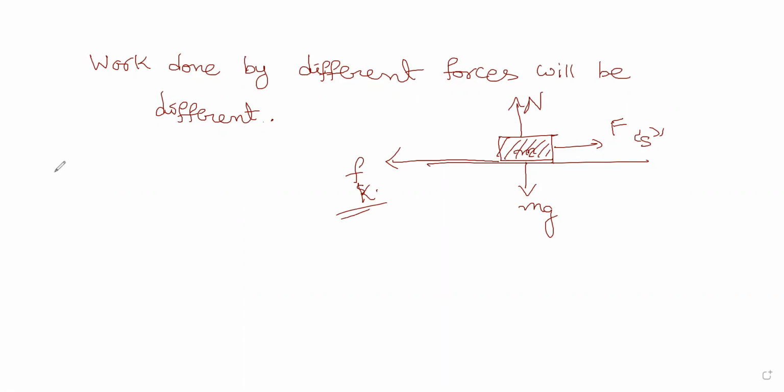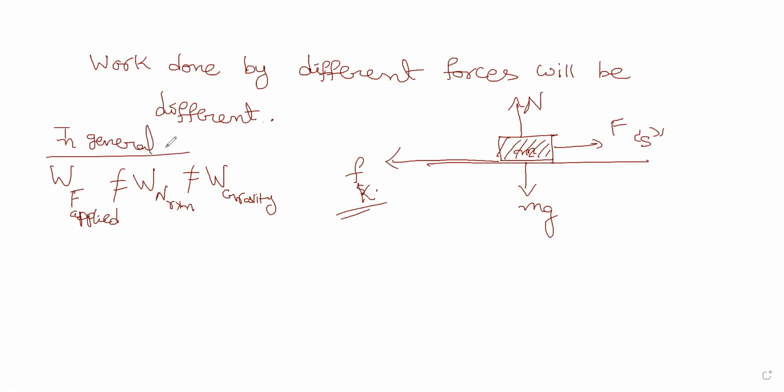So these things are different. So the work done by F applied is not equal to the work done by the normal reaction. They are not equal to the work done by gravity. They may be equal, they may not be equal in general. In general, the work done by gravity and the work done by the kinetic friction, they're all different. So different forces will have different work done.